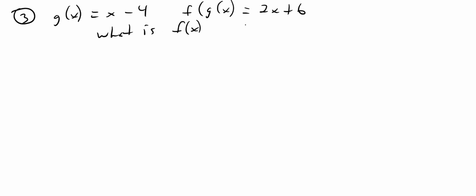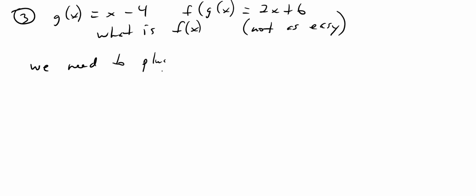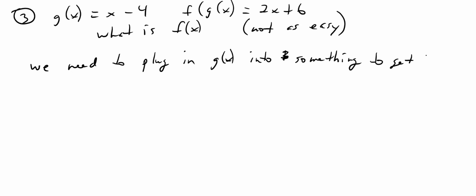So I'm going to put in parentheses, not as easy. Still not bad, okay? Still not bad. All right, so basically what we need to do is plug in g of x into some equation to get 2x plus 6. So we have to find out, what do I need to plug that x minus 4 into to give me 2x plus 6? I got to plug it into something, okay?